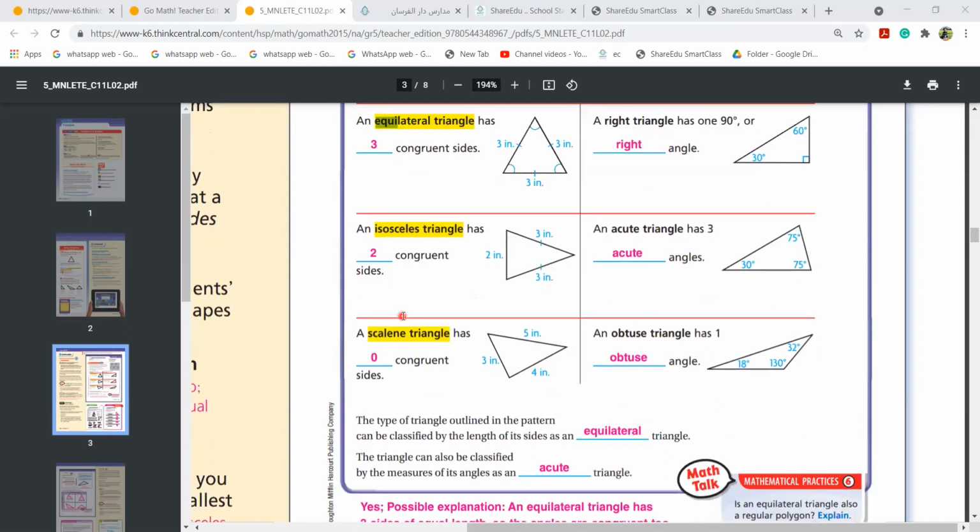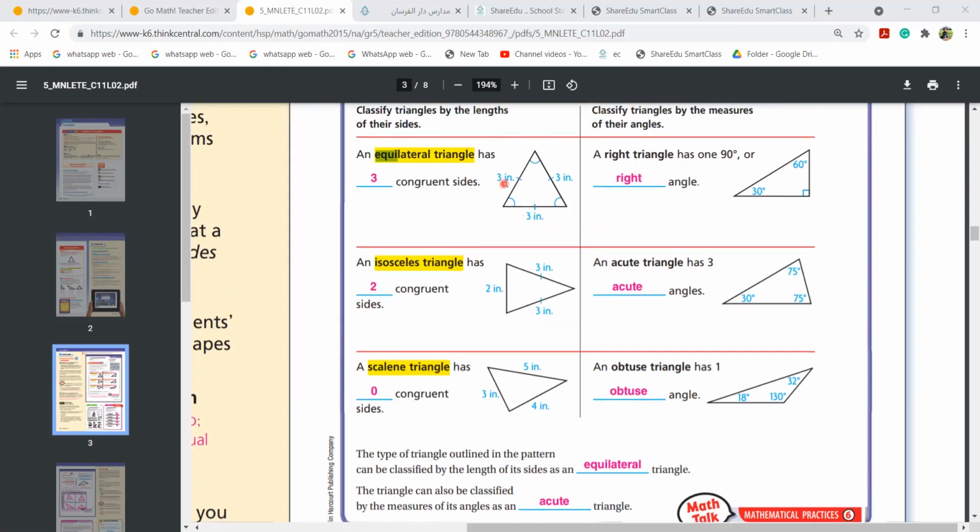Now, if they don't have any sides equal, like 3, 5, 4, do you see any sides that are equal? 3, 5, 4, they are all different. No. Scalene triangle. Two sides equal: isosceles triangle. Three sides equal: equilateral triangle. 90: right triangle. Less than 90, all of them: acute triangle.